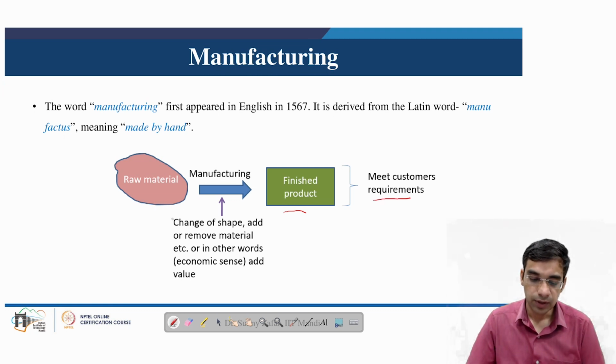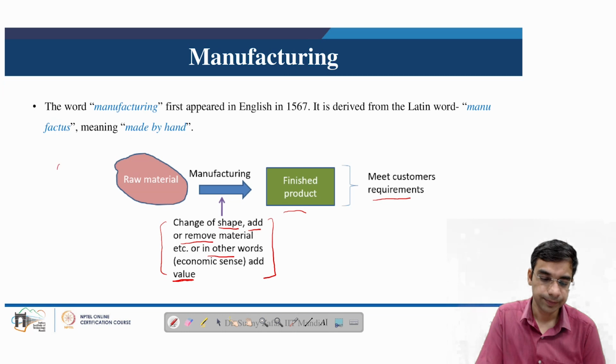In manufacturing, while we are converting the raw material into a finished product, either we are changing the shape of the raw material, or we are adding or removing material. In other words, or in an economic sense, we are adding value to this raw material. We can understand this concept by a simple example of clay.